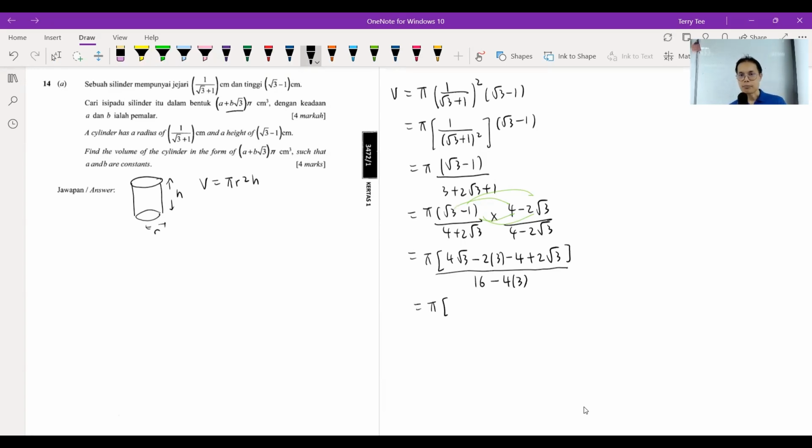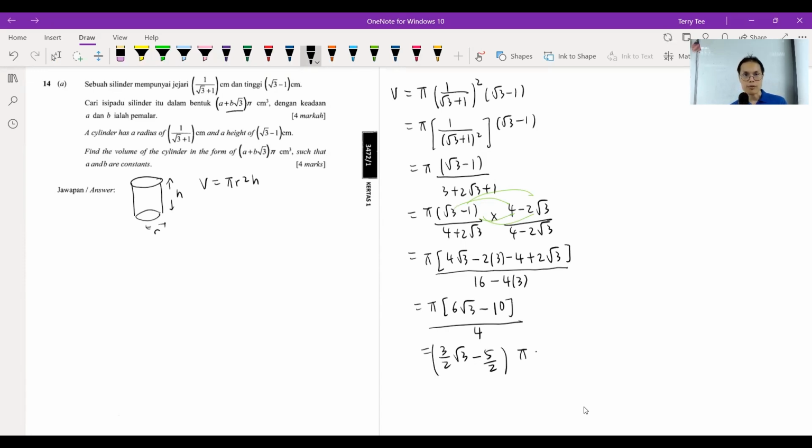4 sec 3 plus 2 sec 3 is 6 sec 3. This is minus 6 minus 4 minus 4. Minus 6 minus 4 is minus 10. Then you divide by 16 minus 12. This is 4. So you should get 3 over 2 sec 3, right? 16 divided by 4, 10 divided by 4 is 5 over 2. Put a bracket, pi outside.